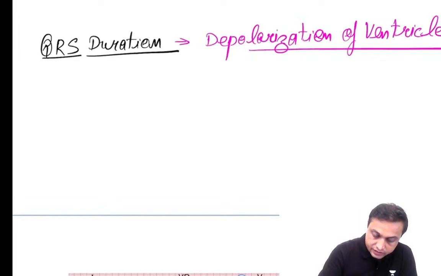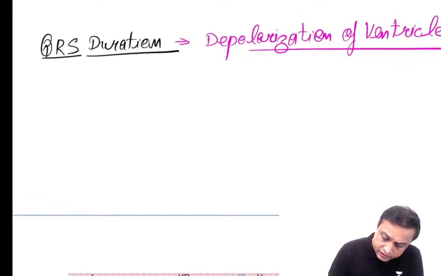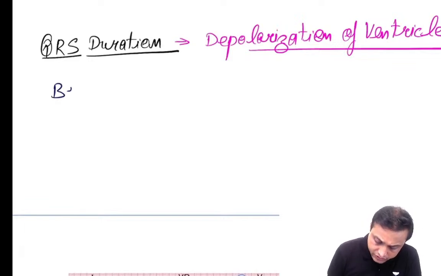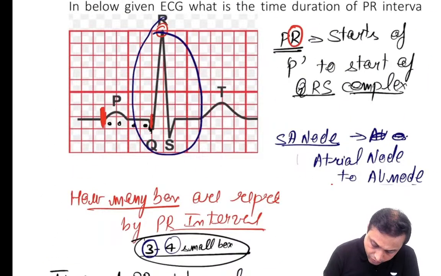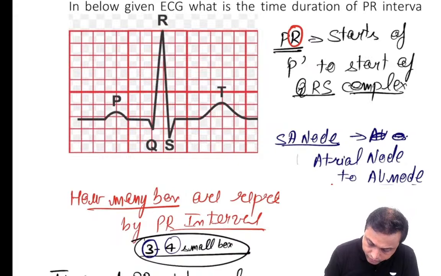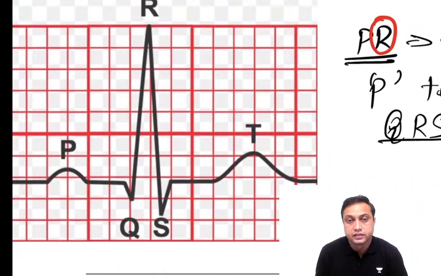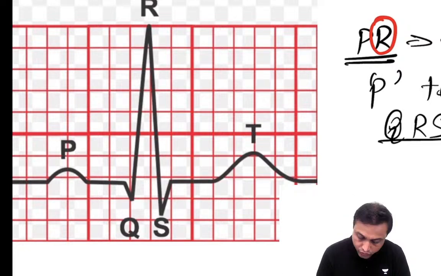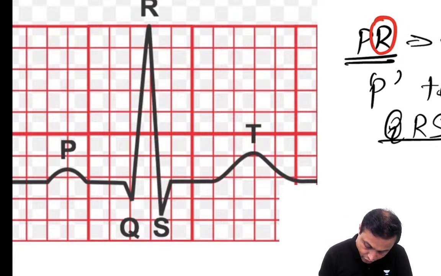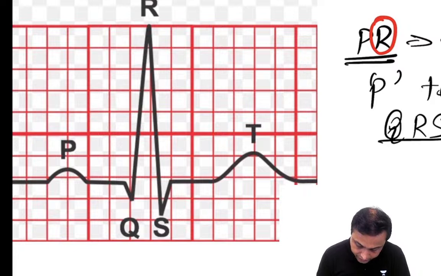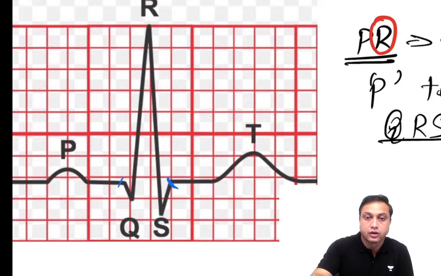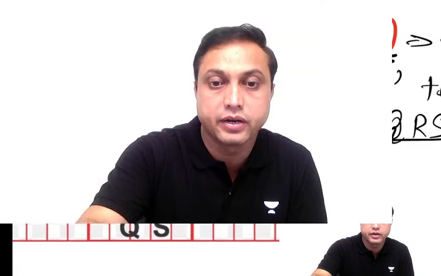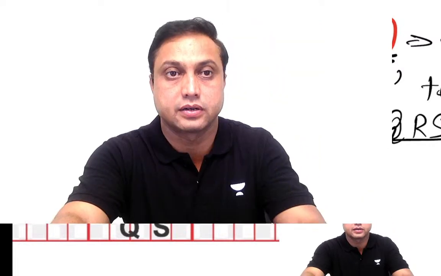Now let's again see how many boxes the QRS takes. This QRS is going to take how many boxes? Let me clear this to make it simplified. This is the QRS. Let's calculate this. From where is it going to start? It is going to start from here and go to the end of the S. Now, beta, you can calculate how many boxes are there. Just a second.